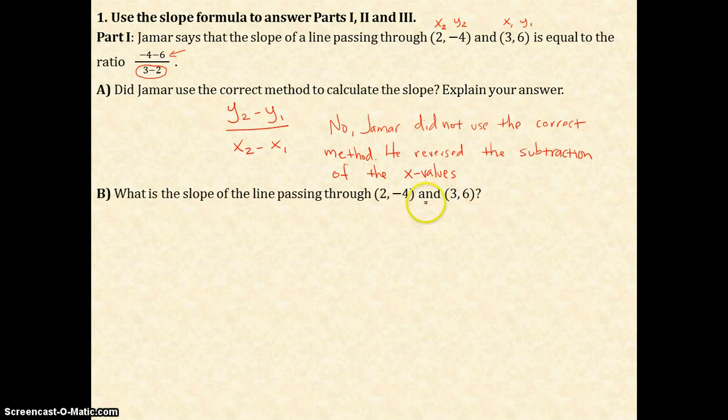So what is the slope of the line that passes through (2, -4) and (3, 6)? Well, Jamar was almost right, except on the bottom it was supposed to be 2 minus 3. If we're doing -4 minus 6, then we need to do 2 minus 3. -4 minus 6 is -10, and 2 minus 3 is -1, and -10 divided by -1 is 10. So the slope of the line that passes through those points is 10.